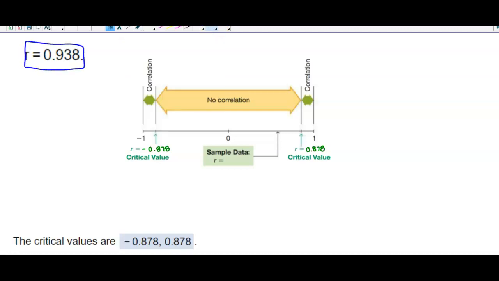Okay, so now we're looking at the value of r. And what does r tell us? Well, r is 0.938. So where does that fall? Well, that falls somewhere over here to the right of that critical value, at 0.938. And therefore, if you notice, it falls within this correlation region. So that means that there is a linear correlation, because of where this number falls.